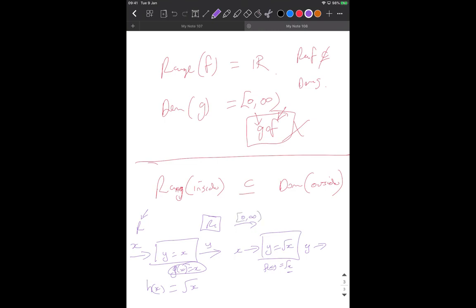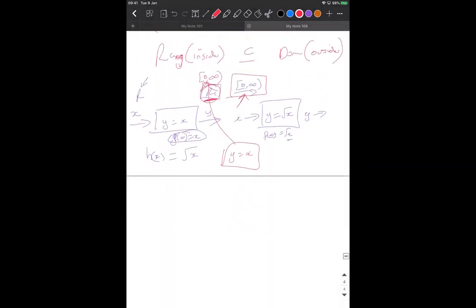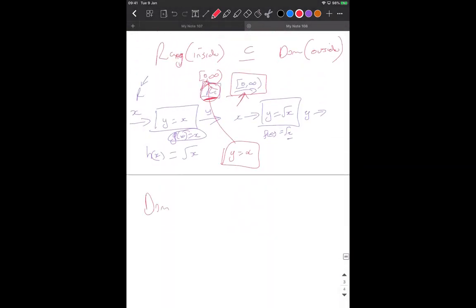So our domain of the outside one at the moment is 0 to infinity. Our range of the inside one is all real numbers. We need to restrict the range of this one to be this at the very largest. So how can we make the range of y equals x equal to 0 to infinity? Well, all we need to do is change the domain so that the domain is 0 to infinity. So we're changing the domain of f. Remember, f of x was x.